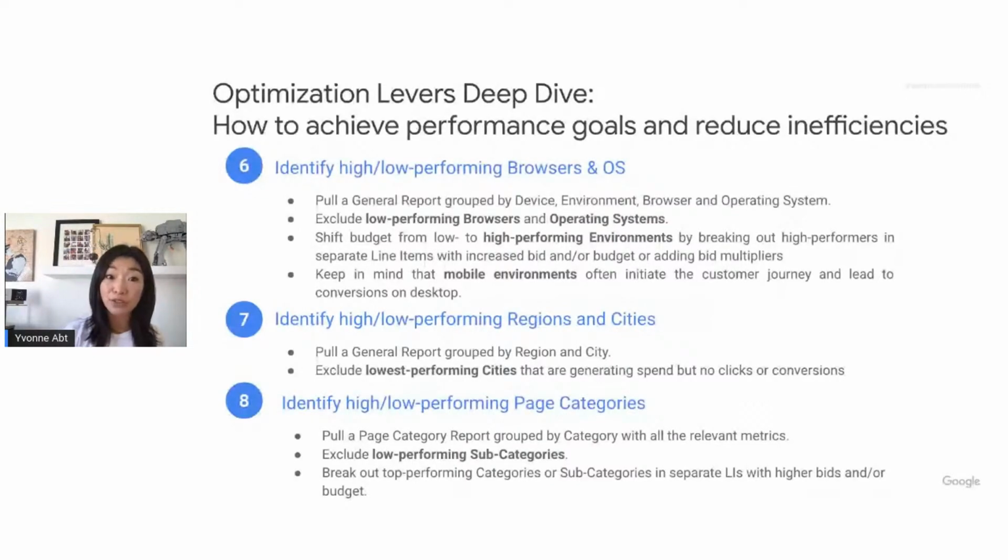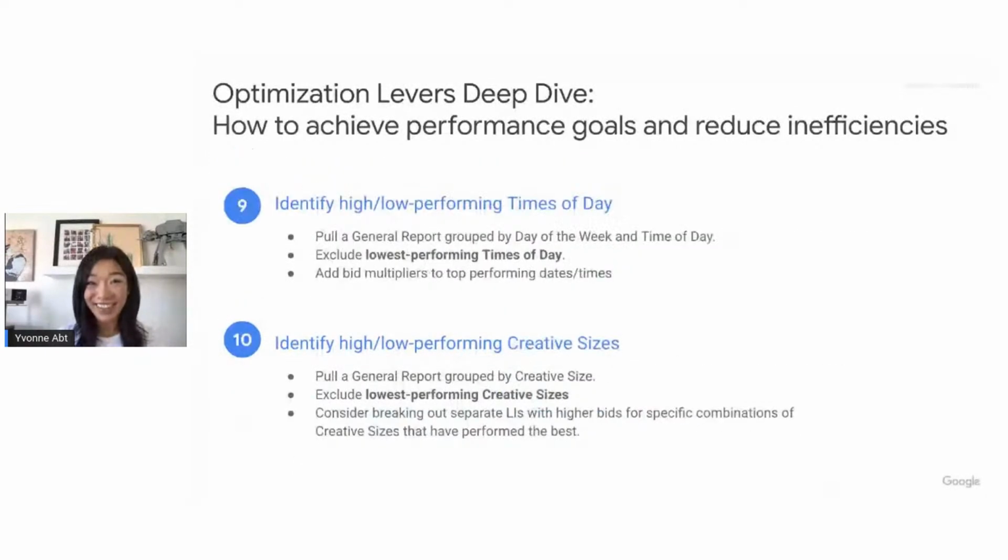And then besides browsers and OS, you can also pull line item reporting at the region, city, or page categories level. Finally, our last two cuts of data, you can optimize based on time of day and creative size.